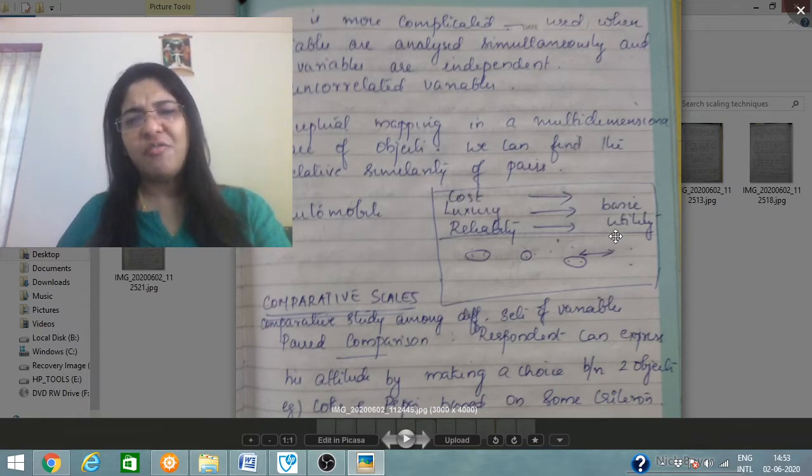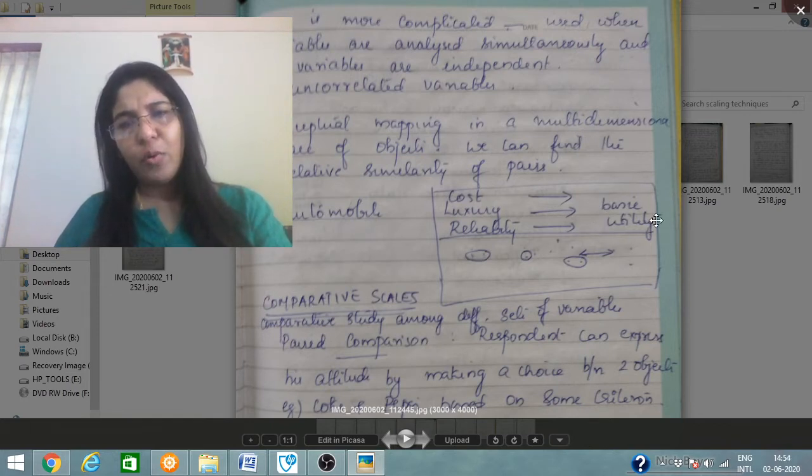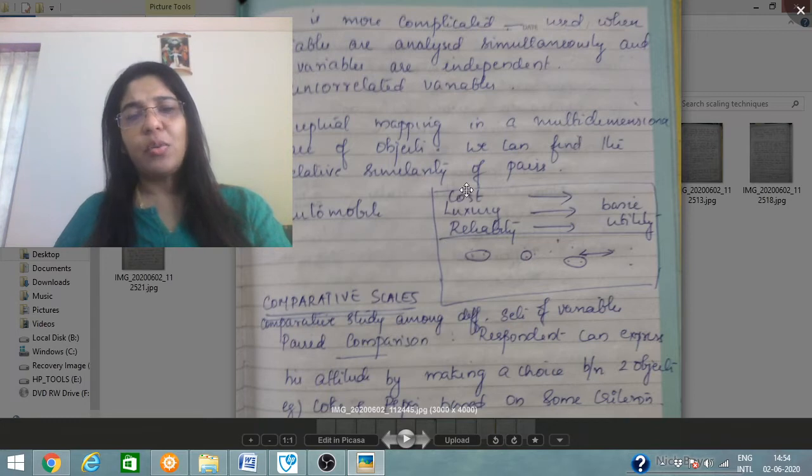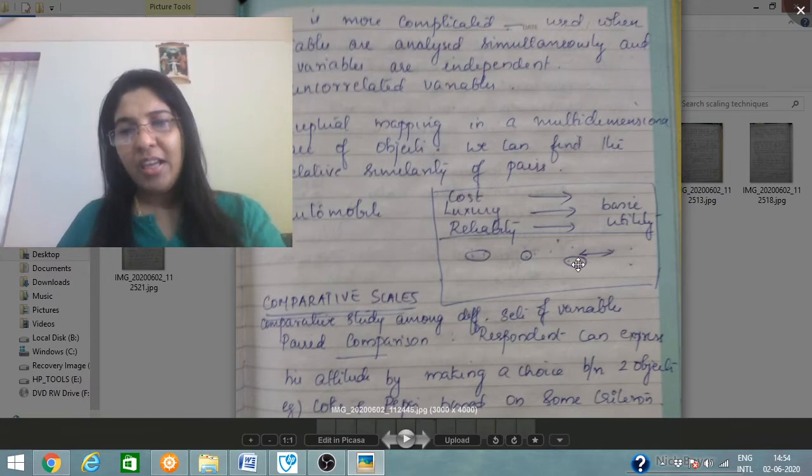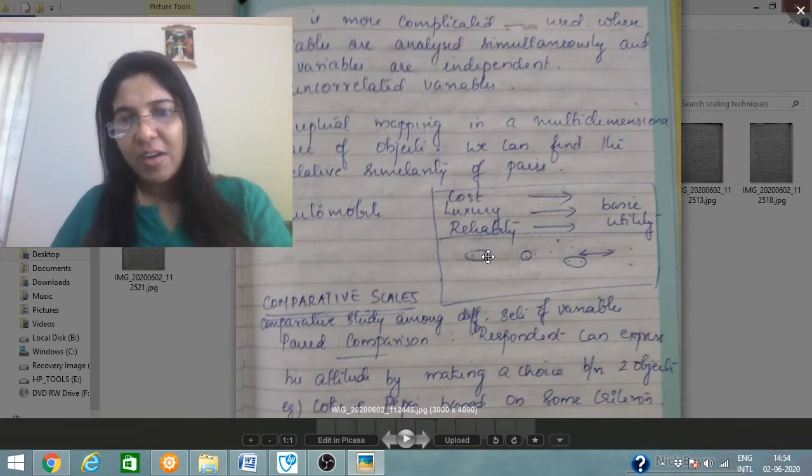On the other side, we can call it the basic utility of owning a car. The luxury you enjoy when you use a car is on the other side. So you see there are three streams which I have marked. In each stream there will be different variants of cars. You can see different variants of cars in this stream, which says high cost, high luxury, high reliability, etc.